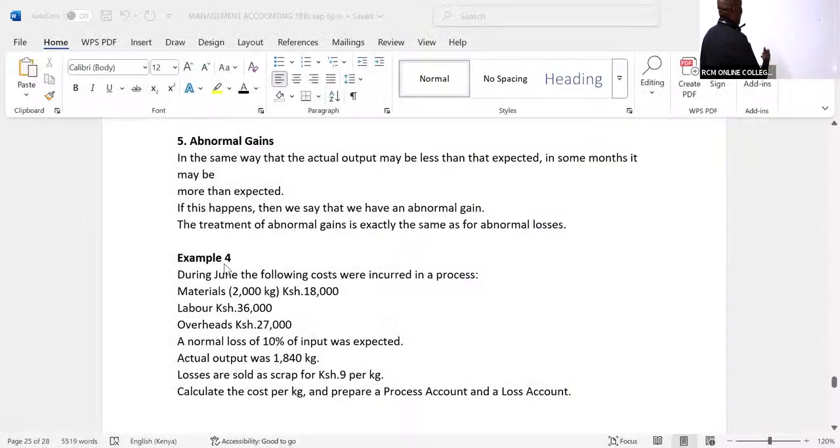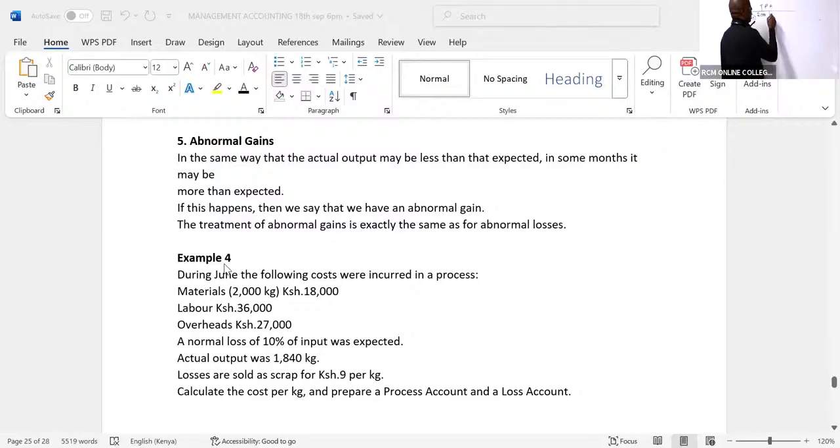Yeah, so we do a throughput account. The throughput account is a material movement account. So I can see input in the form of materials. The input there is 2000 kgs.